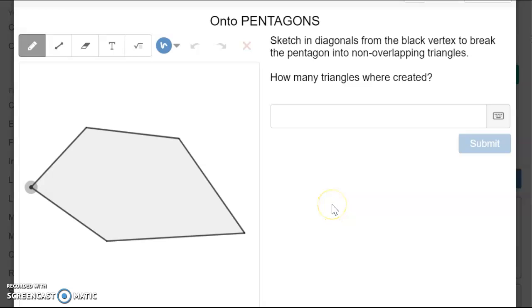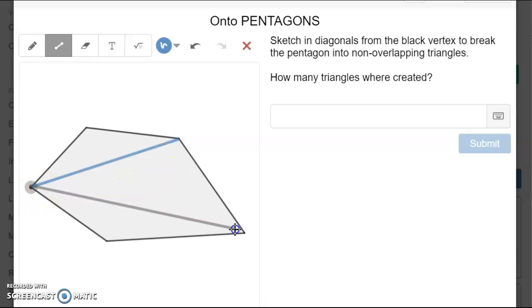Alright, sketch the diagonals from the black vertex to break the pentagon, a five-sided shape, into non-overlapping triangles. How many triangles were created? From black, I'm going to use the line drawing tool again. I am going to draw to one vertex and another vertex. Here we go. So I have created three triangles. A pentagon can be divided up into three triangles.